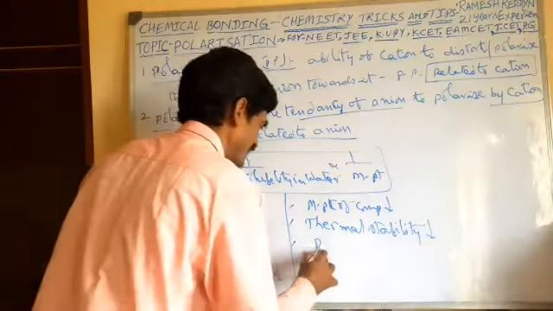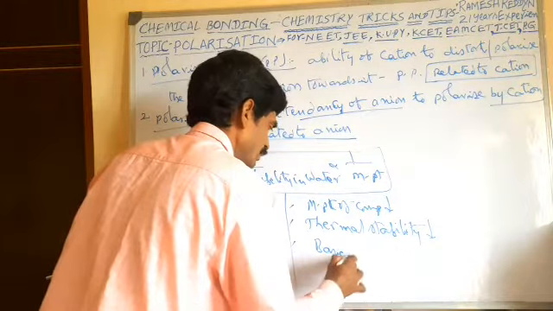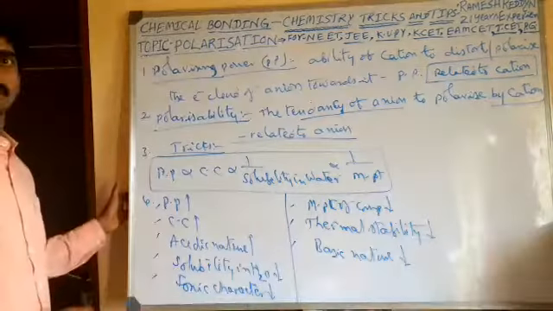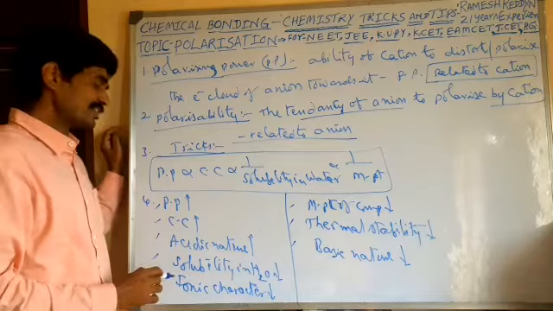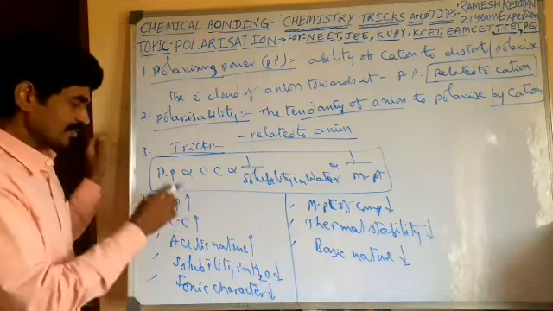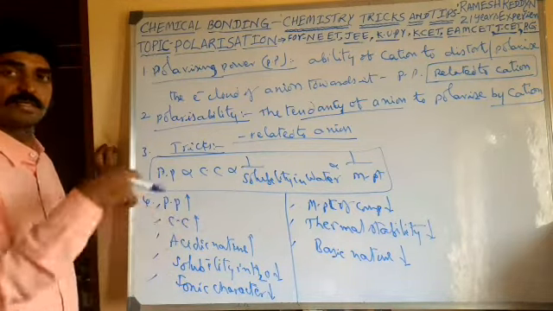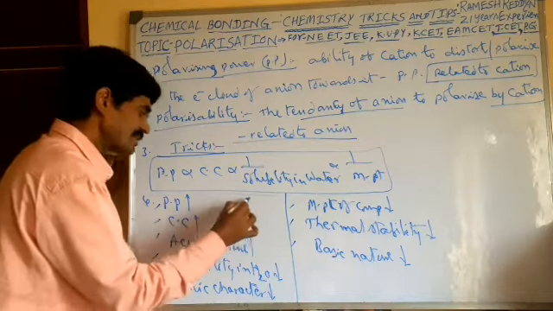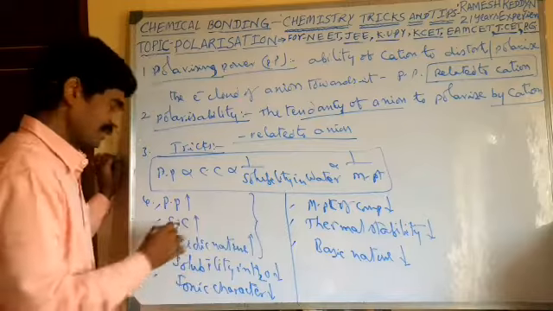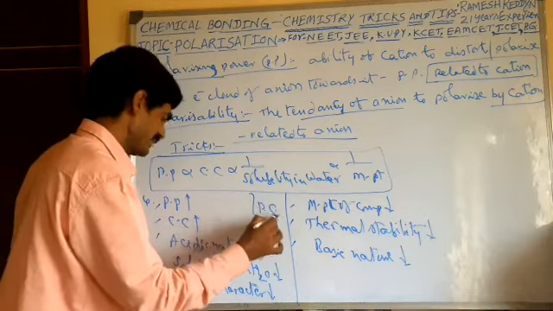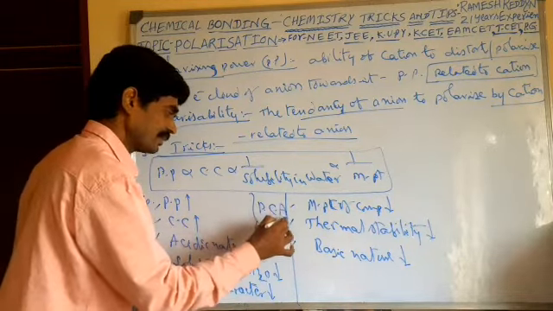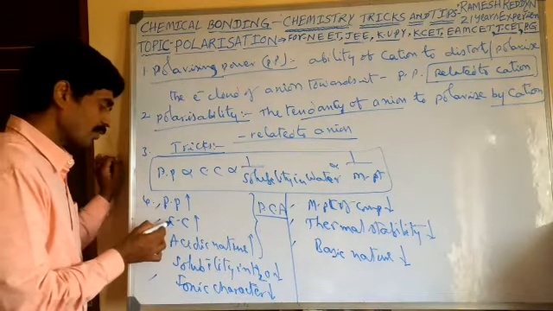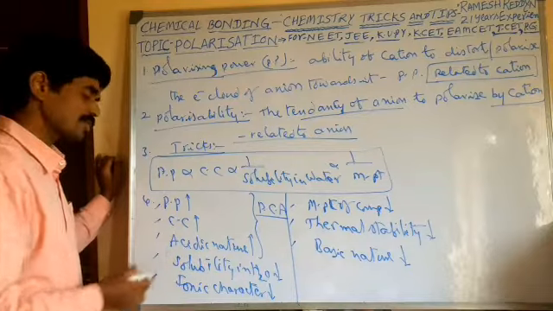Next one, basic character. Basic nature of a compound is also less. Right? So how can you remember this one? From the previous year questions, I'll tell you. How can you remember is, these three are higher, that is PCA. Polarizing power is more, covalent character is more, acidic character is also more.